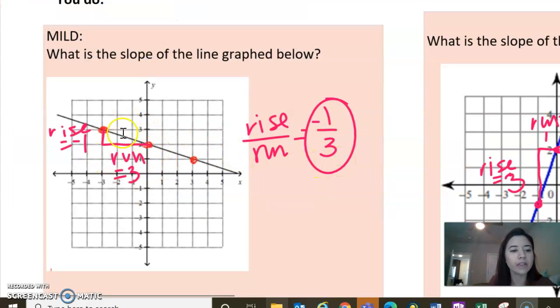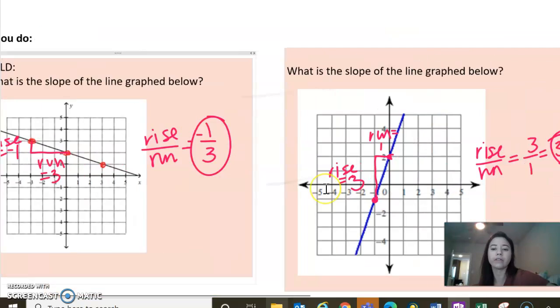Alright, so really quickly, this first one here, we had to go down 1, so -1, and then over 3, so +3, rise over run, -1 over 3. This one's pointing down towards the ground, so it should be negative.